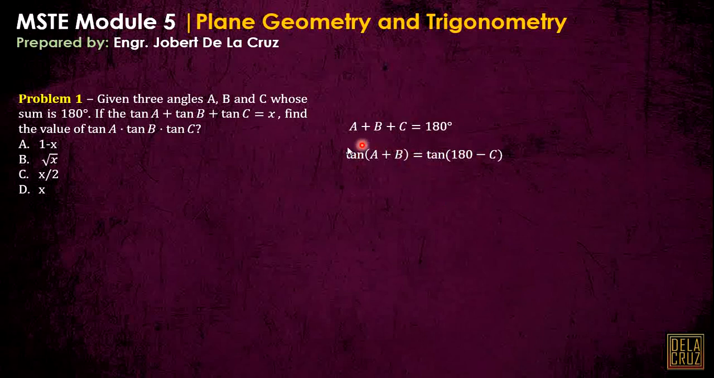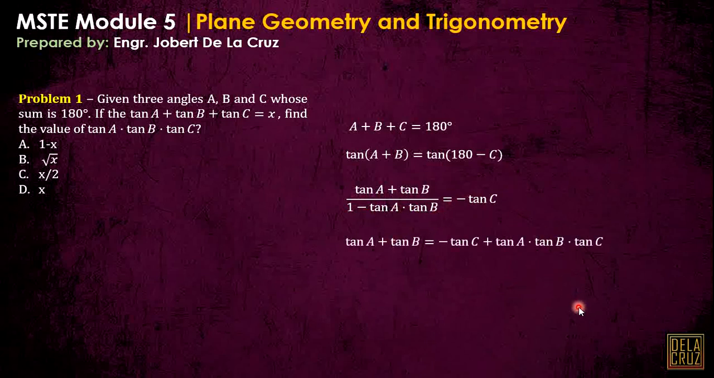Then take note, we have an identity dito. Okay, tangent of A plus B is equal to this one. Okay, that is that identity of trigonometric function. Then also that tangent of 180 minus C can be rewritten into ganito rin, minus tangent C. Okay, identity ito lahat. Now, i-rearrange ko siya, or i-cross multiply ko tong denominator dito sa right side.